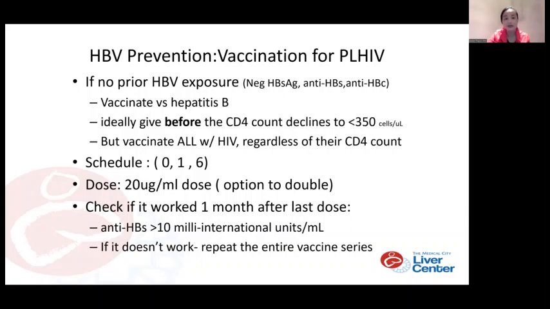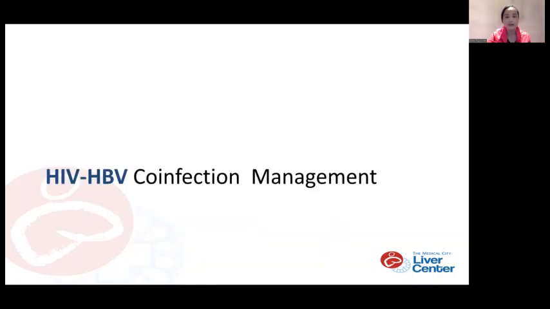1 month after the first dose, and the third dose being 6 months after the first dose. The dose is 20 micrograms per ml per dose, although some experts do opt to double the dose, especially if they feel that the immunity is low. And it's important to check that vaccination worked after the last dose, and this is by seeing that your anti-HBs is more than 10 milli-international units or milli-IU per ml. Because if it doesn't work, there's the option to repeat the entire vaccine series.